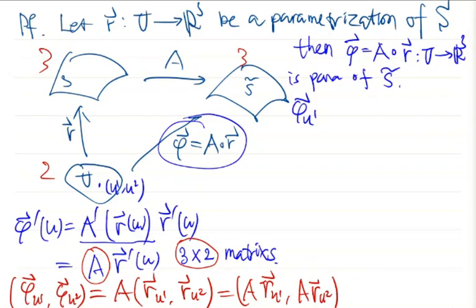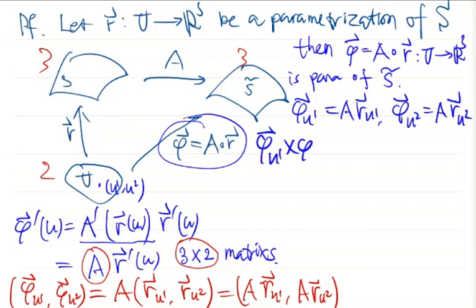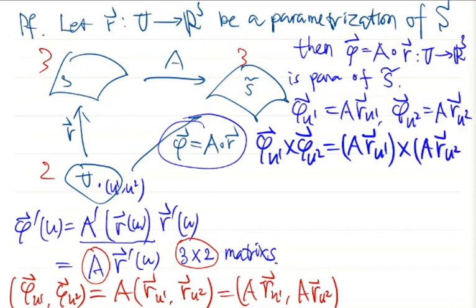Therefore, the derivative of phi with respect to U1 equals A R U1, and with respect to U2 equals A R U2. So we compute the derivative. Next, we shall compute their cross product. We shall compute their cross product. The cross product phi U1 cross phi U2. This is A R U1 cross A R U2.